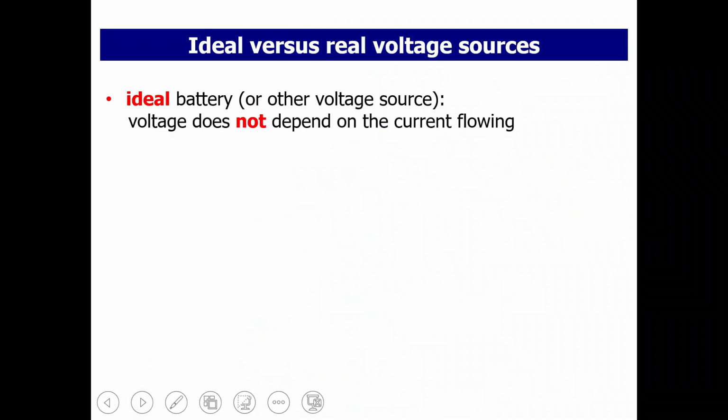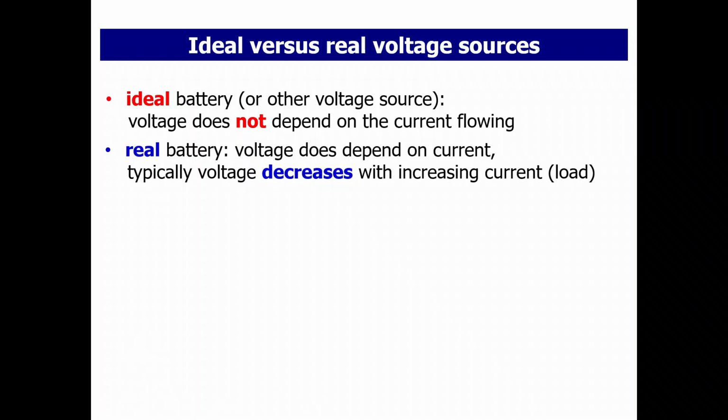So in an ideal voltage source, the voltage does not depend on the current flowing. Most real voltage sources will suffer when you start adding more components in, but we assume that with our ideal batteries this doesn't happen, okay? That no matter how much you plug into it, how much current you're drawing from it, you're going to have the exact same voltage no matter what.